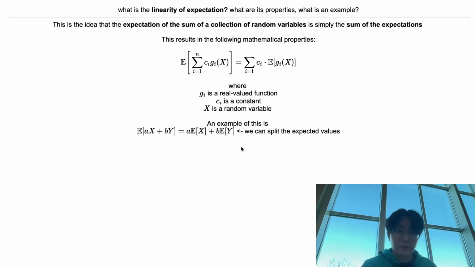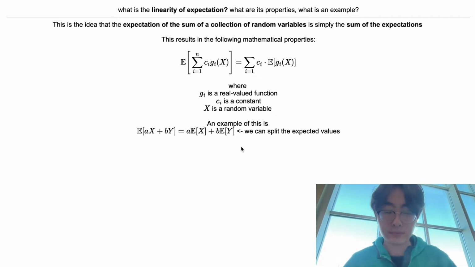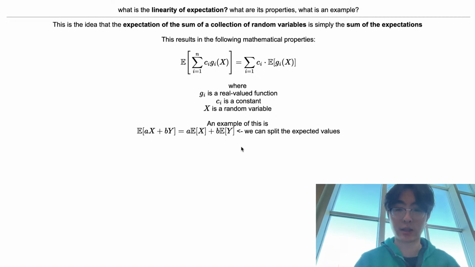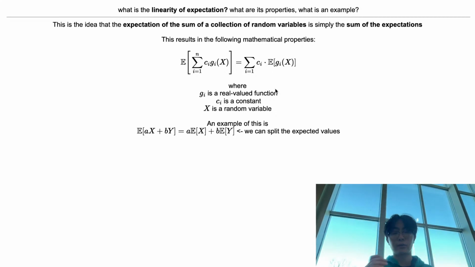The expectation of the sum of a collection of random variables is simply the sum of the expectations. Okay, right, and then we have constants, then they can just be taken out. But I didn't really remember this formula, so I probably should think about this. This is just saying that the sum of all of our random variables times some constant is just equal to the sum of the constant times the expectation of our random variable. Okay.